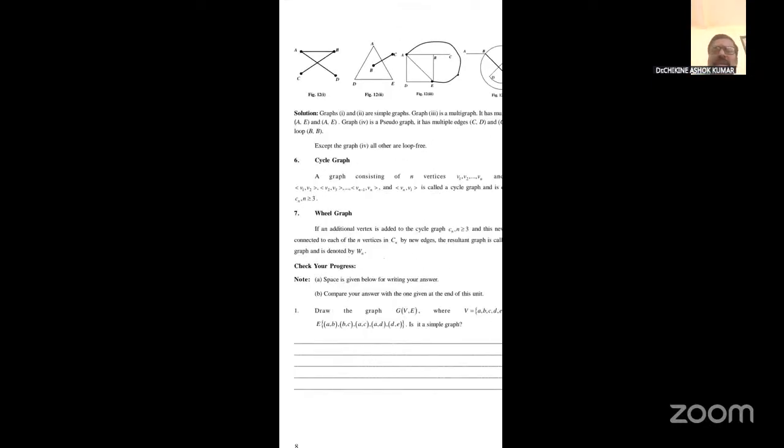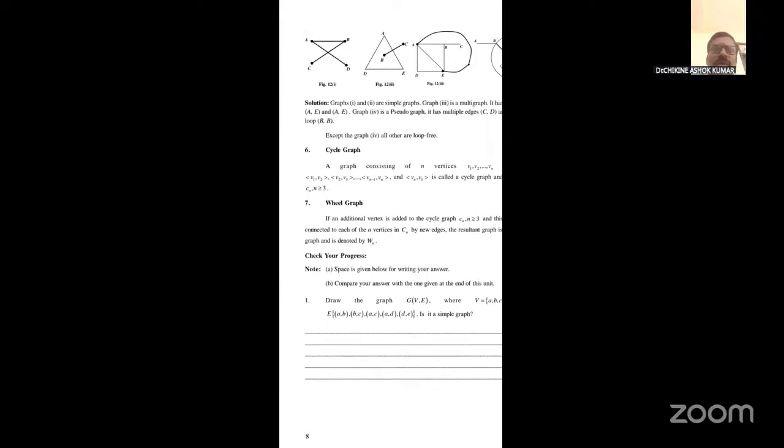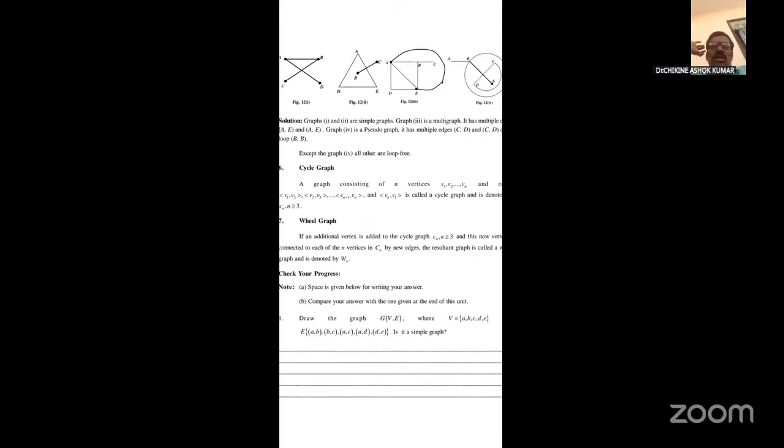So these are the basic terminology in graphs. Next, come to the cycle graph. A graph consisting of vertices v1, v2, ..., vn and edges v1v2, v2v3, ..., v(n-1)vn, and vn to v1 again. It means each and every vertex has connectivity, and where we started, after visiting all vertices, it comes back to the first vertex itself. Then that kind of graph is called a cyclic graph.